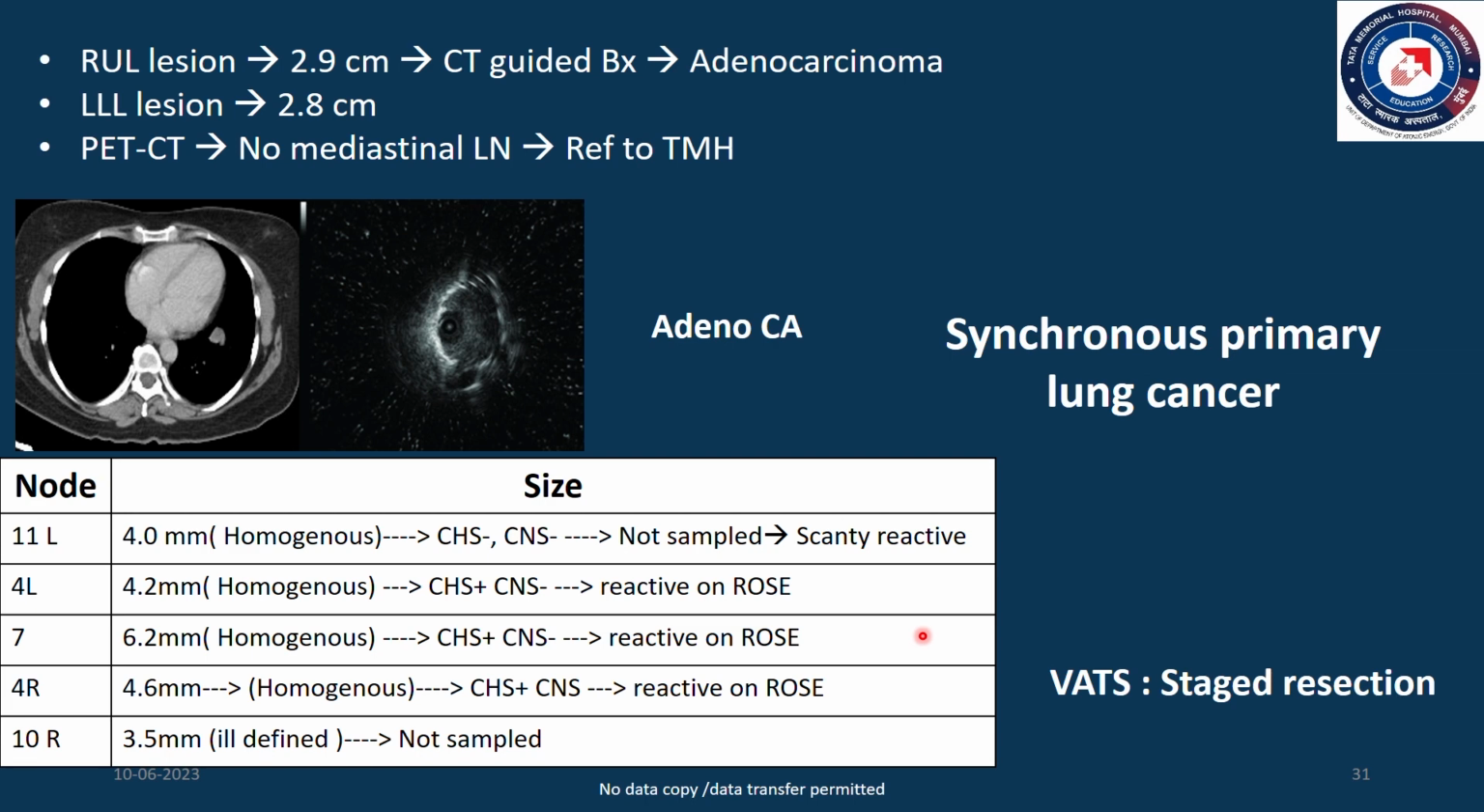So you can see, we would have assumed that there is a bilateral lesion and said, let's not go ahead, let's treat this patient with chemotherapy. But this patient was offered a reasonable chance of survival with VATS staged resection.